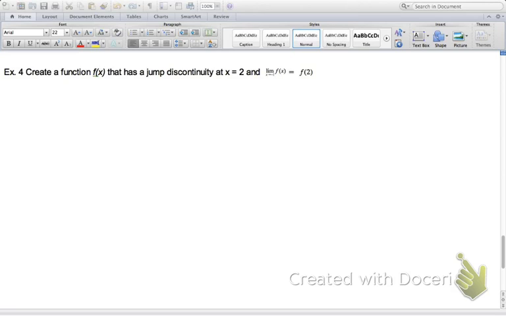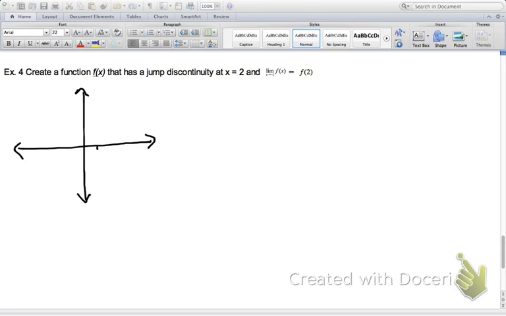Now, in example 4, we want to create a function f at x that has a jump discontinuity at x equals 2, and the limit of f at x as x approaches negative 1 is equal to f at 2. Since it's a jump discontinuity, we know it's going to be a piecewise function. So I like to graph this first. There are many examples that you could be using for this. I'm going to choose to use some linear functions.